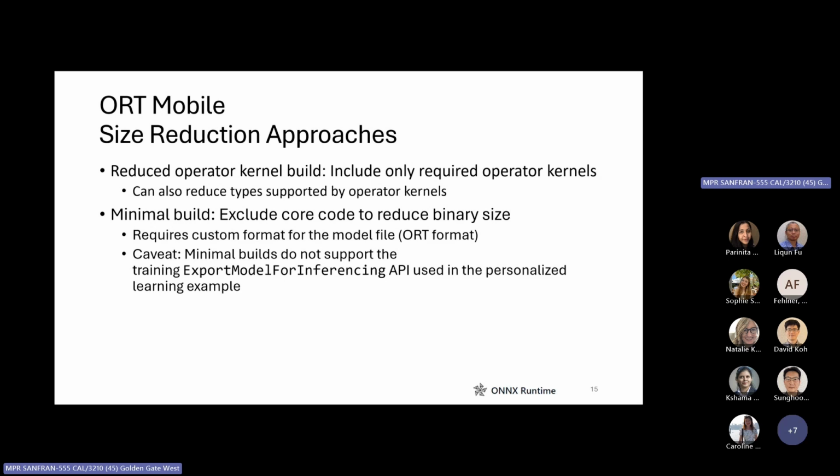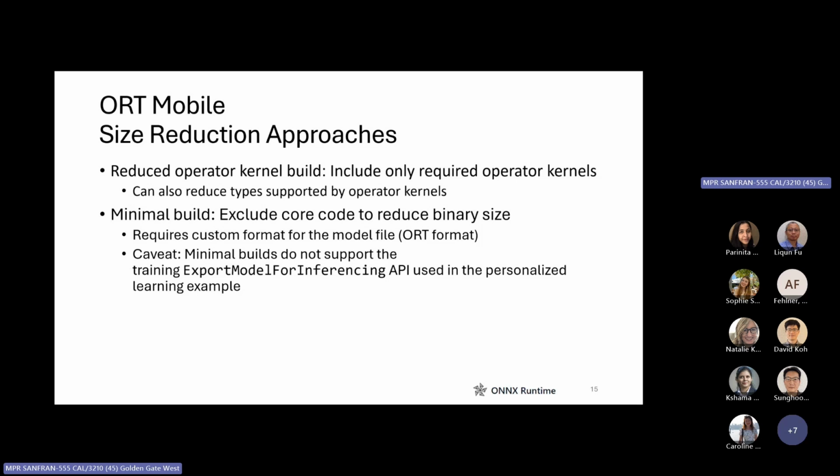There's two primary approaches to reducing binary size. We can have a reduced operator kernel build in which we only include the operators that are required to run a model. There's an option to further just reduce it to include the implementations of those operators for specific types that are used by the model.